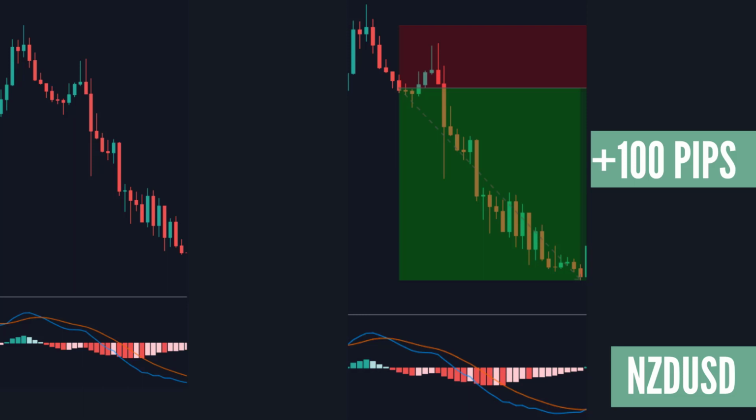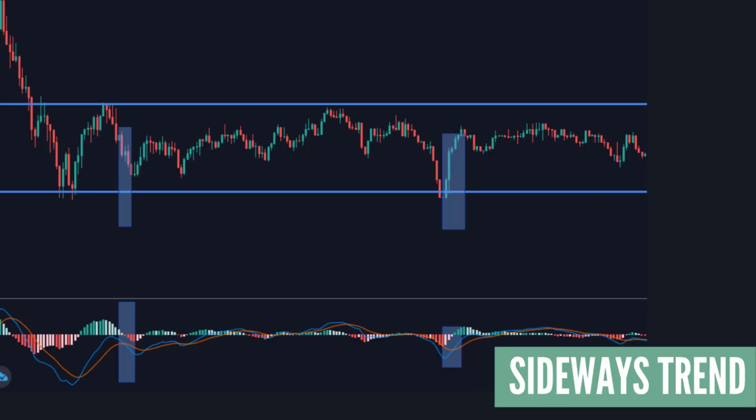As you can see, it is easy to find when a new trend formation is going to start. But what you need to keep in mind is the risk reward that you use, because sometimes this indicator also makes mistakes. It happens when there is a sideways condition or sideways trend. So let's see this example.